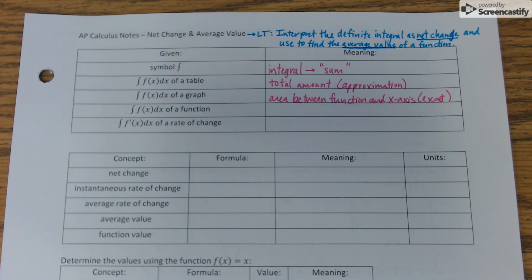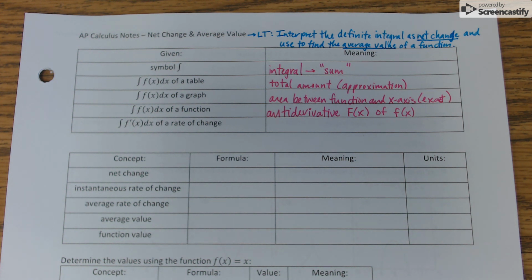Next, we learned how to interpret the integral of a graph of a function by finding the area between the function and the x-axis. That gave us the exact amount of change over time, in comparison to when we approximated over a table, it was just an estimate or an approximation. Then we connected the idea of area to a function's antiderivative, which is what we find when we're given the integral of a function. And the antiderivative is notated with a capital F of x for a function f of x.